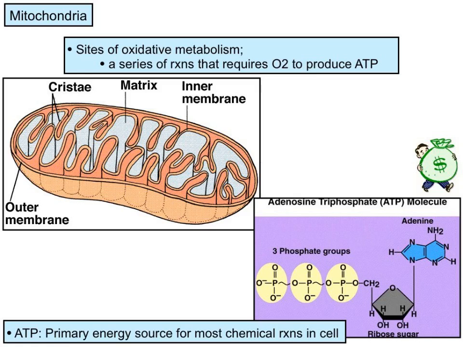So mitochondria are the sites of oxidative metabolism. So within the cell, there's these storehouses where fuel is made, where energy is made. Oxidative metabolism is a series of reactions that require oxygen to produce ATP. All right, so mitochondria make ATP. What's ATP? Well, ATP is the primary energy source for most cellular reactions in our cells, in our body. So it's a huge energy source. And ATP stands for adenosine triphosphate.